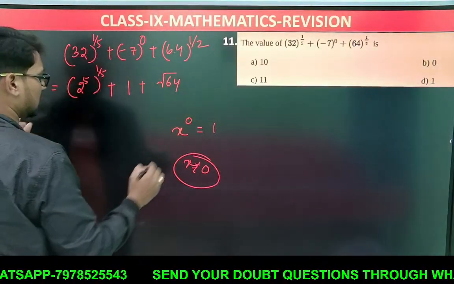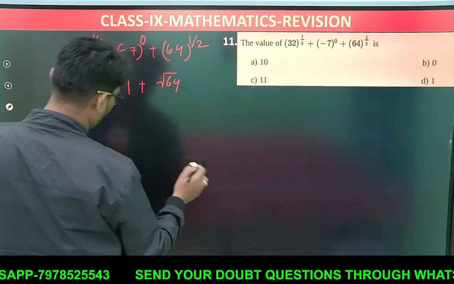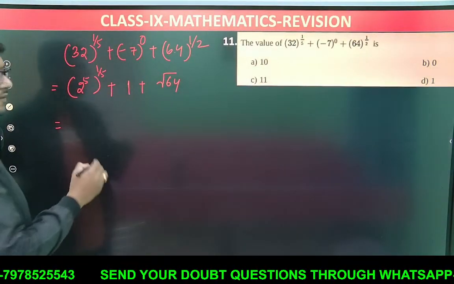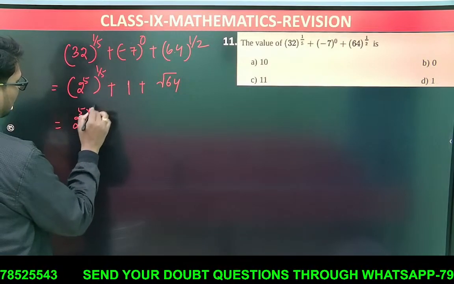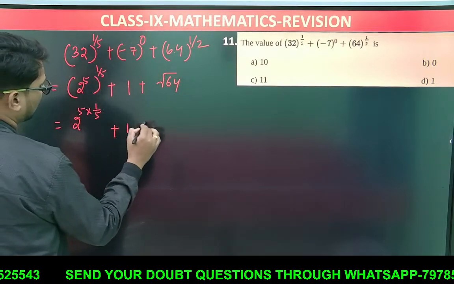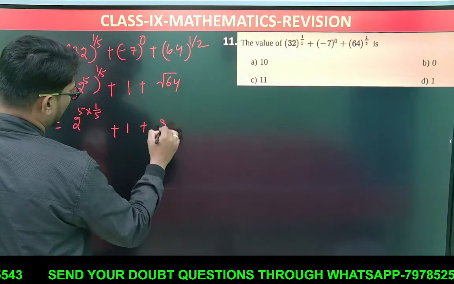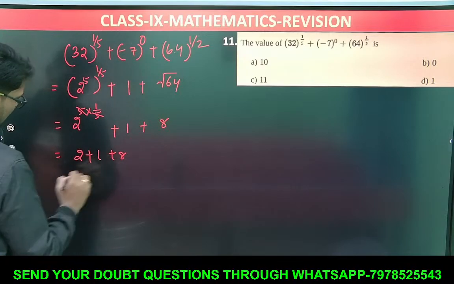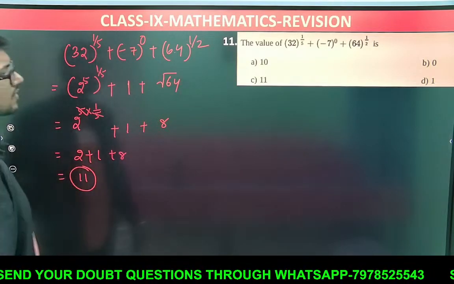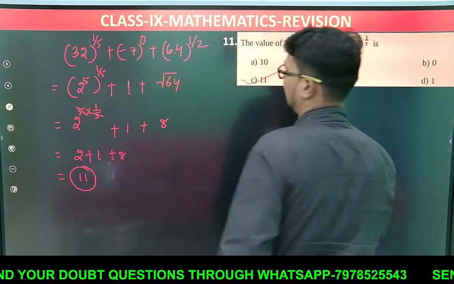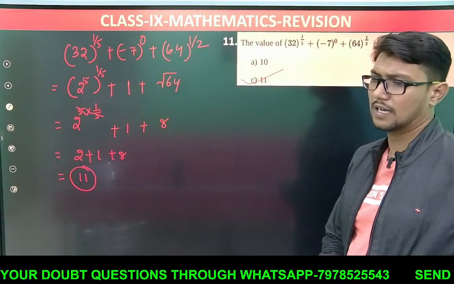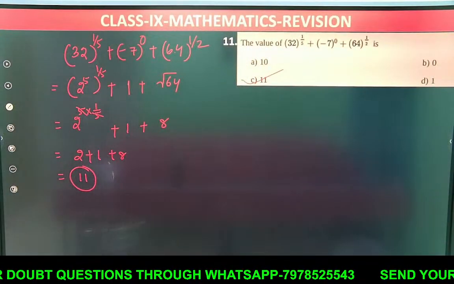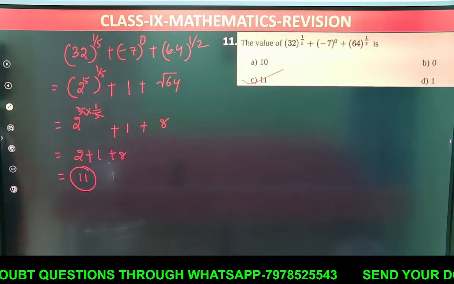Okay, let us simplify further. This equals to 2 to the power 5 whole to the power 1 by 5, 2 into 5 to the power 1 by 5, plus 1 plus, square root of 64 is how much? 8. So this implies 5 cancelled, 2 plus 1 plus 8, which is 11. The answer is 11. So therefore 11 is the answer. Let us move to the next question. Okay, chalo.